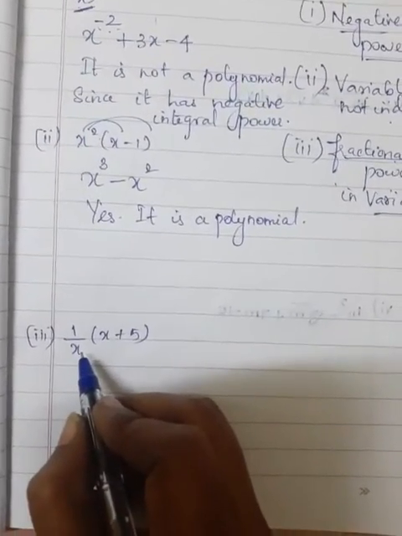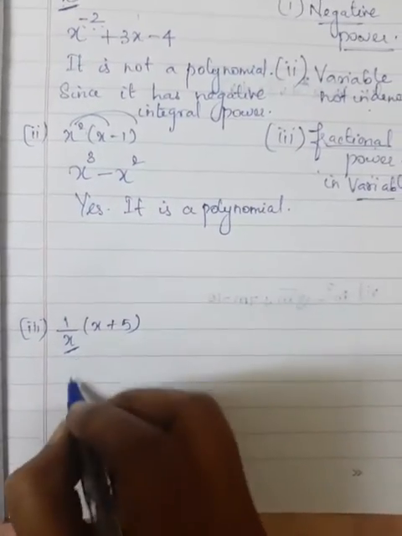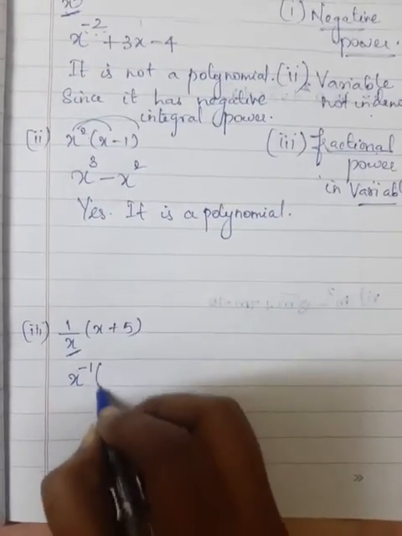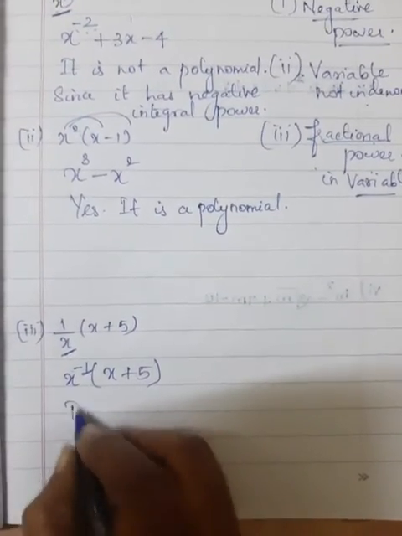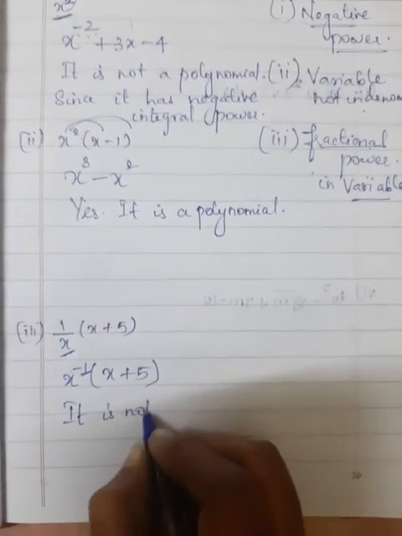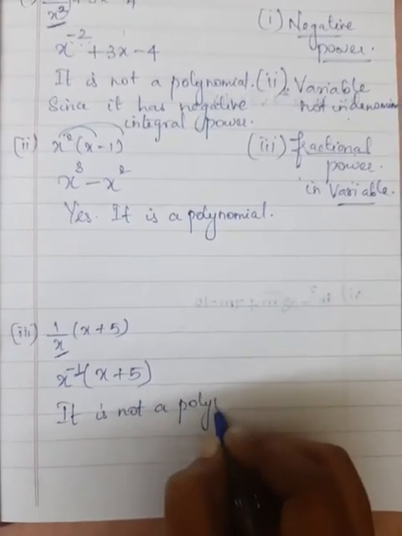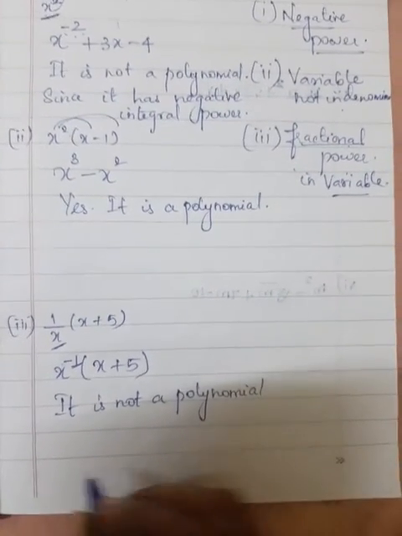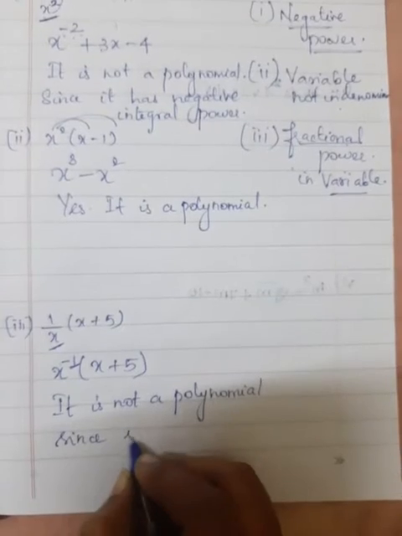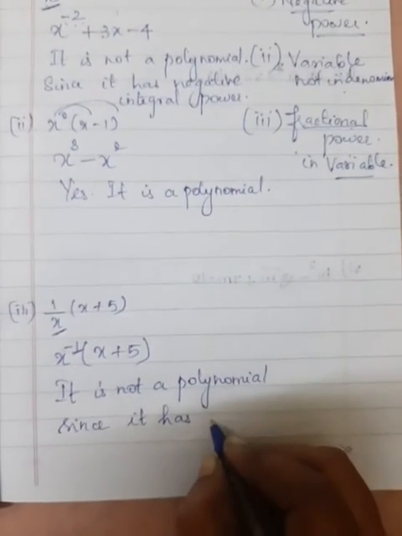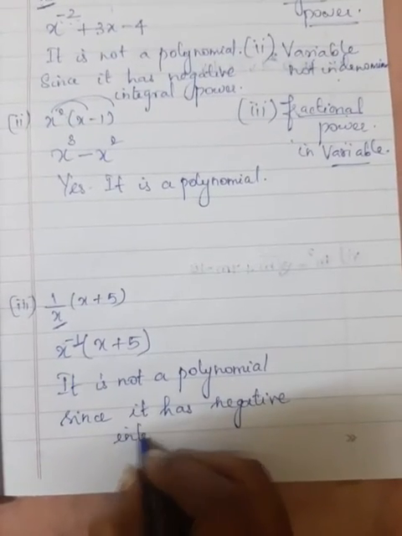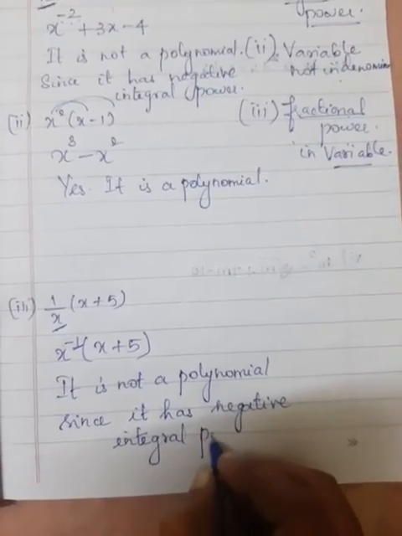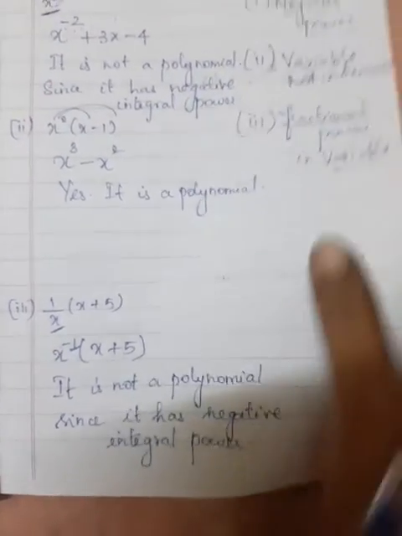So next, see here again, the variable is there in the denominator part. When you take it to the numerator part, it will come as x power minus 1 into x plus 5, right? So negative power வரும். Yeah, so it is not a polynomial since it has negative integral power. Okay, this is the reason for why it is not a polynomial.